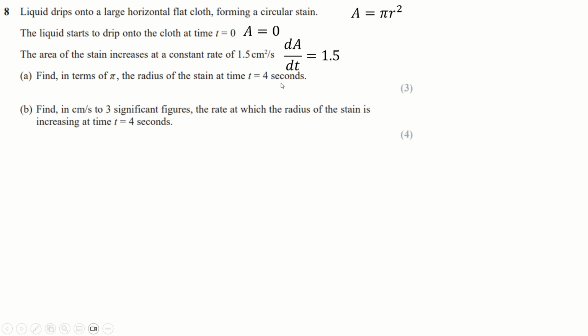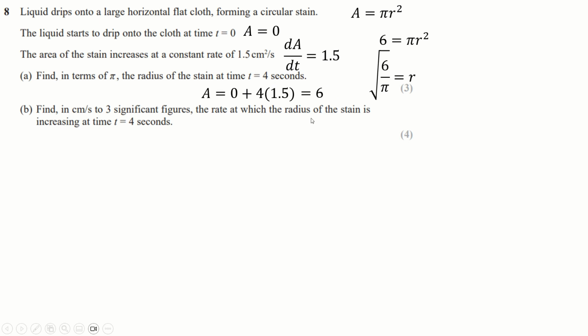So all we have to do here is say, well, the area was 0 when time was 0, and it increases by 1.5 every second. So all we have to do is say it's 0 plus 1.5 times 4, right? The area was 0 to start with, plus 4 seconds worth of 1.5 increase makes an area of 6, and then just put that 6 into this formula and solve for r. And they wanted it exactly in terms of pi, so it's just going to be this here.